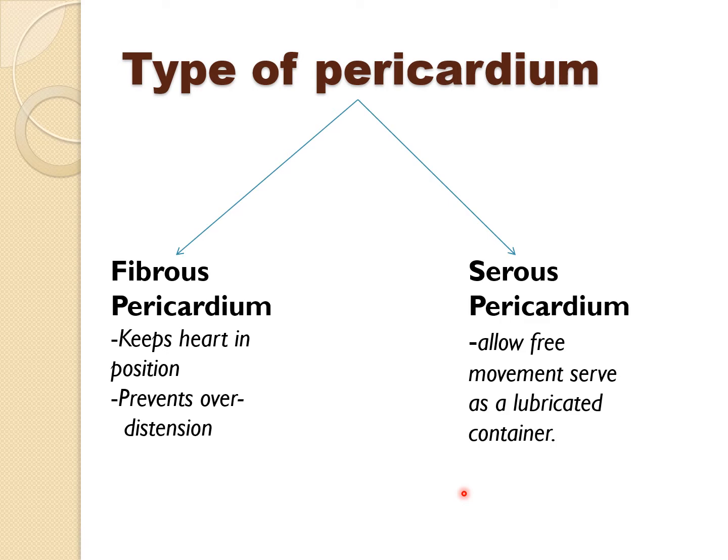Now fibrous pericardium is a cone shaped bag with the truncated apex directed above. It keeps the heart in position and prevents over distension of the heart. Fibrous pericardium is an open sac and it is pierced by some blood vessels. So this is the fibrous pericardium.